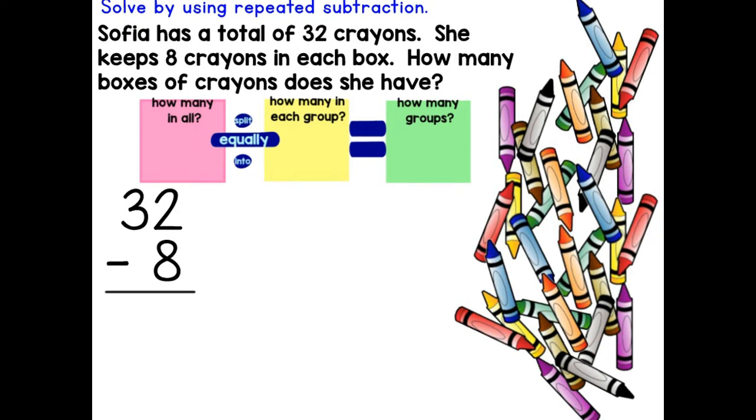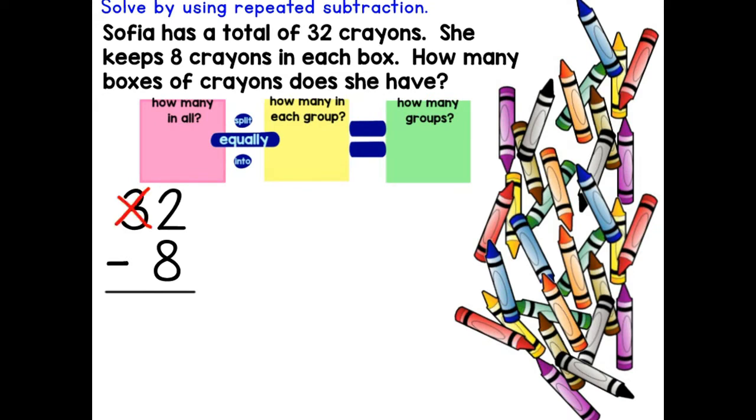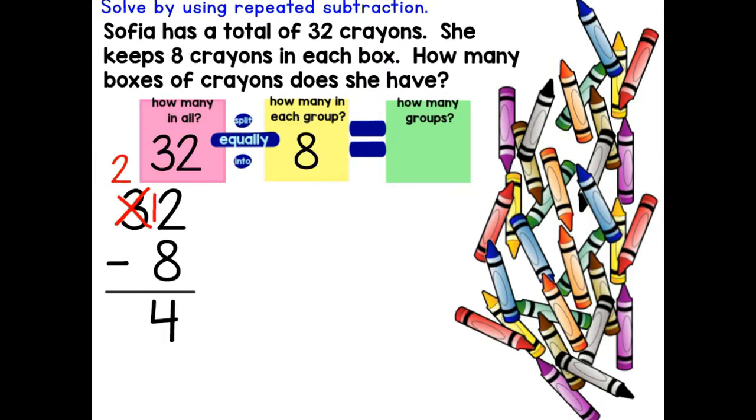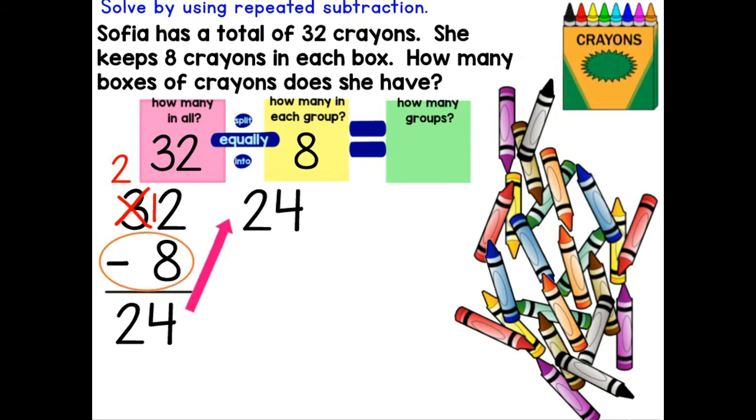We always start in the ones column. So 2 minus 8 can't do. So what are we going to do? Go next door and take 10 more. So 12 minus 8 is 4. We bring down the 2 from the tens column, and we have 24. You see, Sophia has already put 8 of her crayons away in their box.